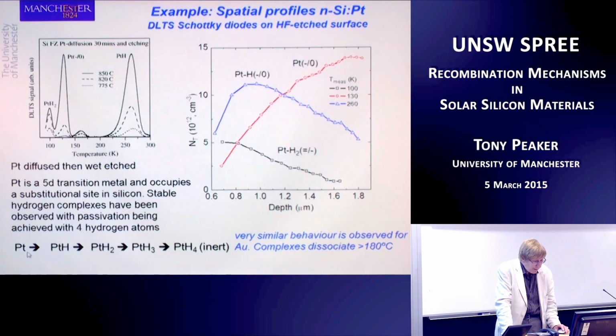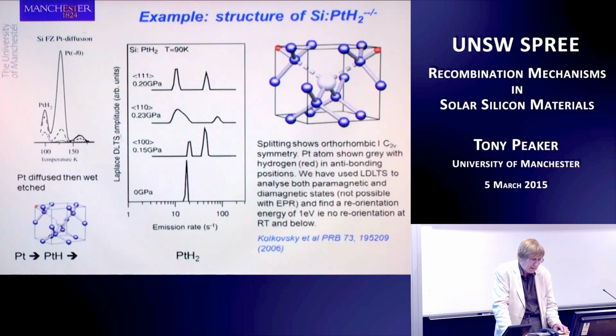So let's look at a 5D metal now, platinum. And we know, in fact, from a lot of experiments that platinum forms first 1 hydrogen, then 2 hydrogen, then 3 hydrogens, and with 4 hydrogens it's inert. And we can see this by just etching and looking at the concentration of the various species of platinum. And you get this nice curve, and again they've got very distinct DLTS curves. It doesn't bond very firmly.